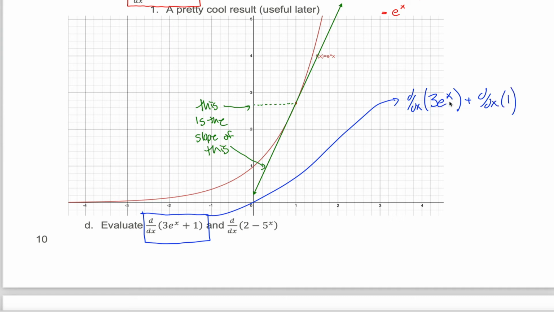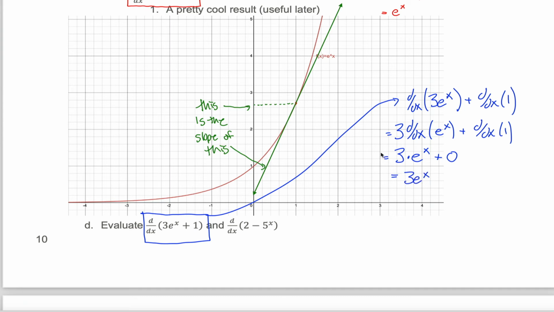The derivative of 3 e to the x, this 3 is just a constant, so I can treat it like a constant. I can pull it out in front of my derivative sign. I have 3 times the derivative of e to the x plus the derivative of 1. Now I can use some of my rules. The derivative of e to the x is just e to the x. The derivative of 1 is just 0. So the derivative of 3 e to the x plus 1 is just equal to 3 e to the x.